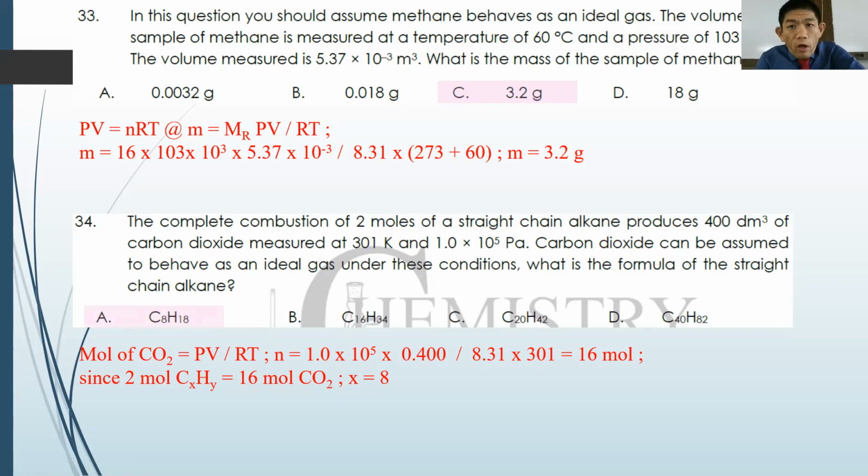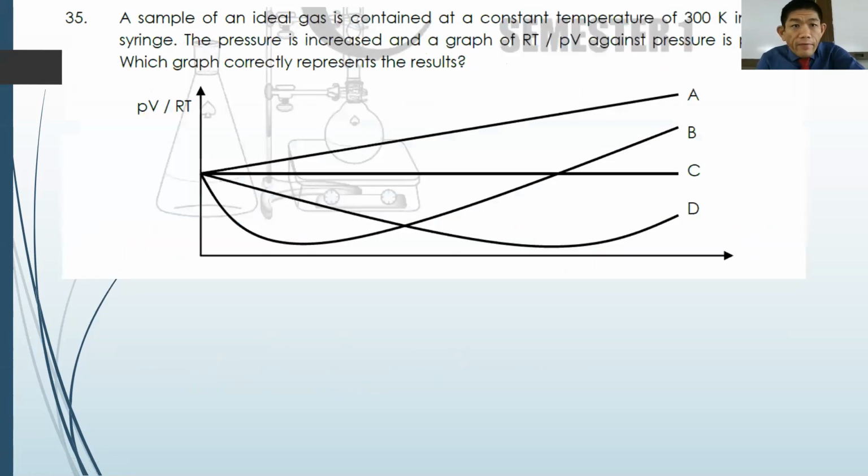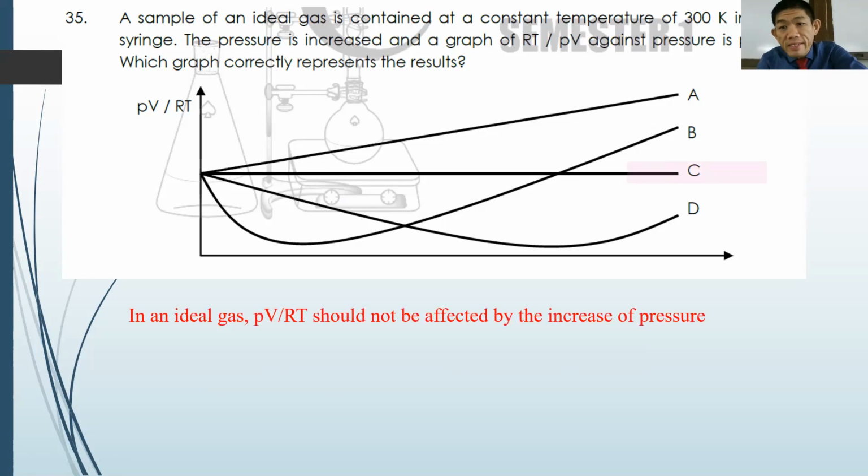That is for 34. And then we go for 35. A sample of an ideal gas is contained at a constant temperature 300 Kelvin in a gas syringe. As the pressure increases, a graph of PV over RT against pressure is plotted. So now which graph is correct? The question already mentioned that the sample is an ideal gas. So for an ideal gas, no matter how you increase the pressure, the graph is supposed to be constant. So the best answer in here will be C.